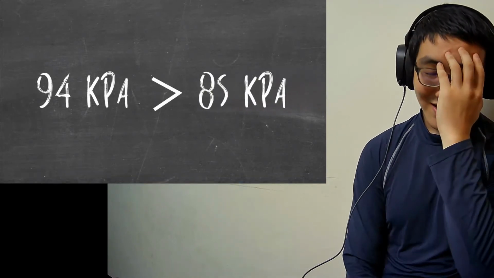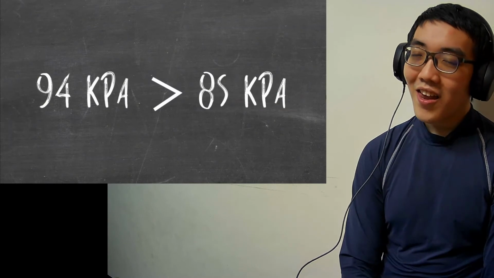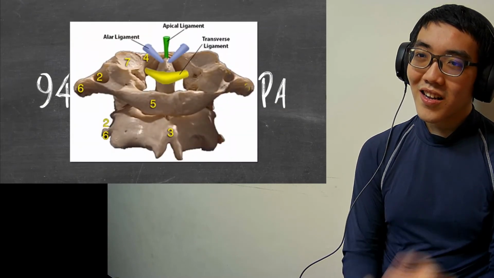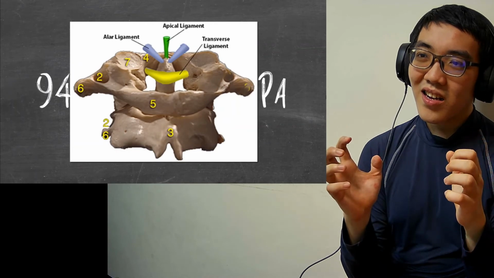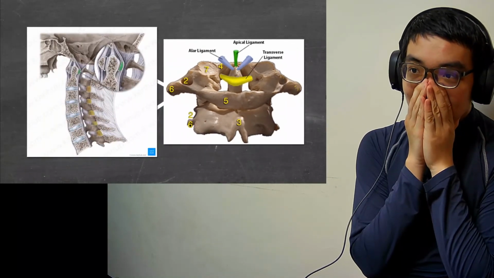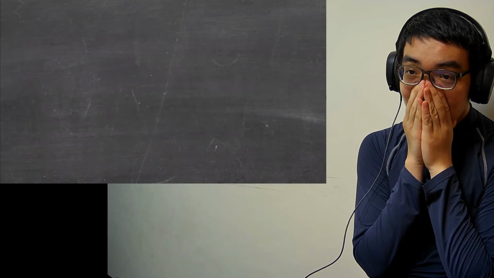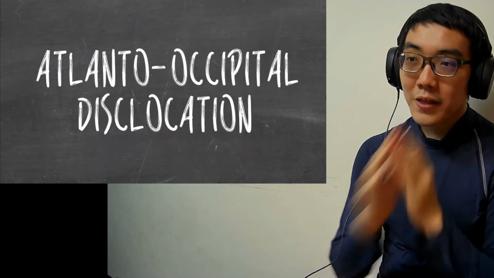Over the 85 kilopascals, determined to be the upper limit of pressure tolerance before the transverse ligament of Atlas snaps. This ligament is responsible for holding the spine at the base of your head together. Immediately after this, you'll experience what's called atlanto-occipital dislocation.